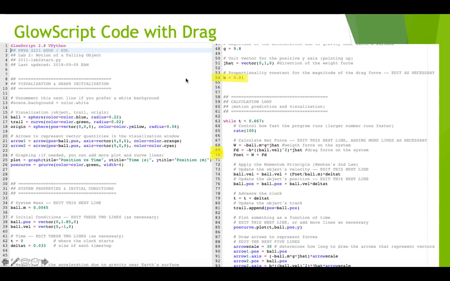In order to take into account the force of drag, I had to add a few changes to the GlowScript code, including the proportionality constant, b, which I found to be 0.01 in order to make the final positions of the graph nearly the same. We'll look at that in a second. I also had to add the force of drag, which is the negative proportionality constant times the square of the velocity in the y direction, and then update the net force, which is the force of gravity plus the force of drag.